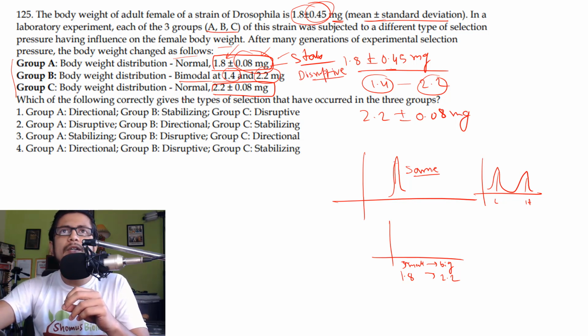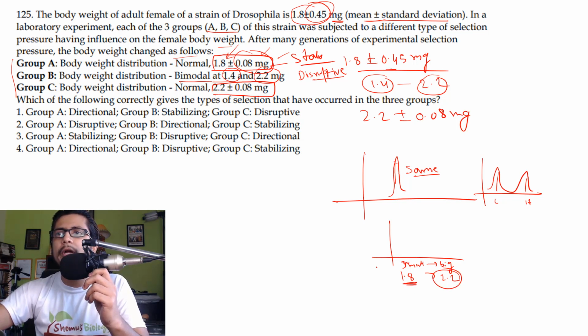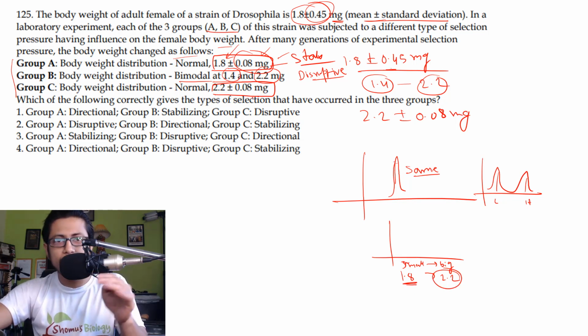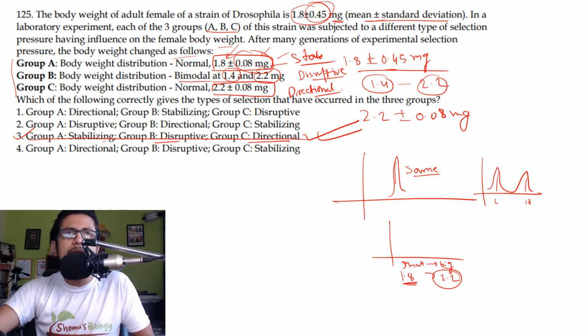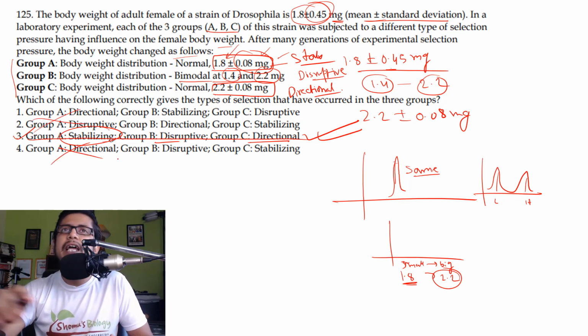selection. And in group C, where we have 2.2, normally it was 1.8 earlier, now it's 2.2, so it's increased in the direction from low to high, so it's directional selection. So A stabilizing, B disruptive, and C directional. There is only one option, option 3, that will be the answer. Option 3 is the correct option, because once you know group A is stabilizing, you can eliminate all the other options and stick with it.